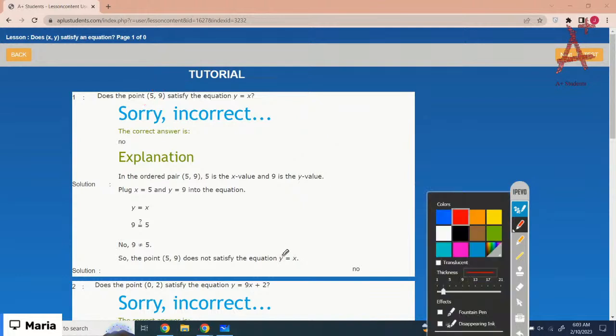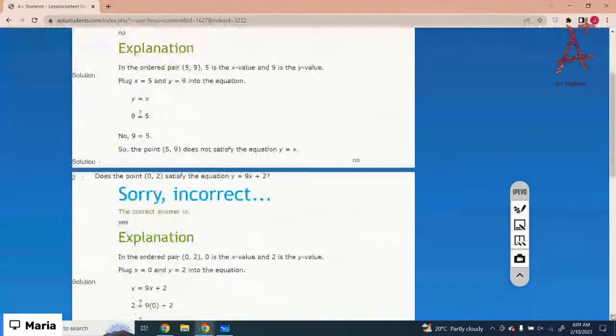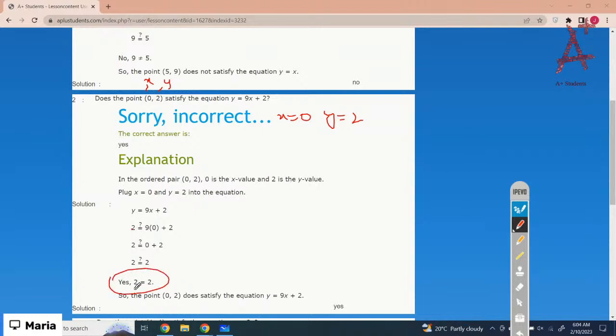Okay, the next one is, does the point (0, 2) satisfy the equation? You have 0 and 2. x is 0 and y is 2. Got it? Just put the values in the equation. y is 2, replace the x. 9 times 0 plus 2. 9 times 0 is 0, so 0 plus 2 is 2. That means 2 equals 2. They are equal. Yes, that means the point (0, 2) satisfies the equation. Got it?